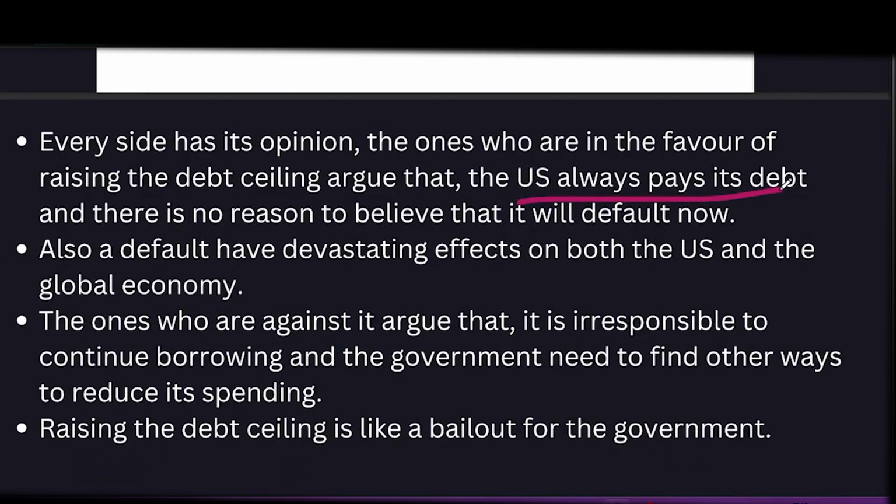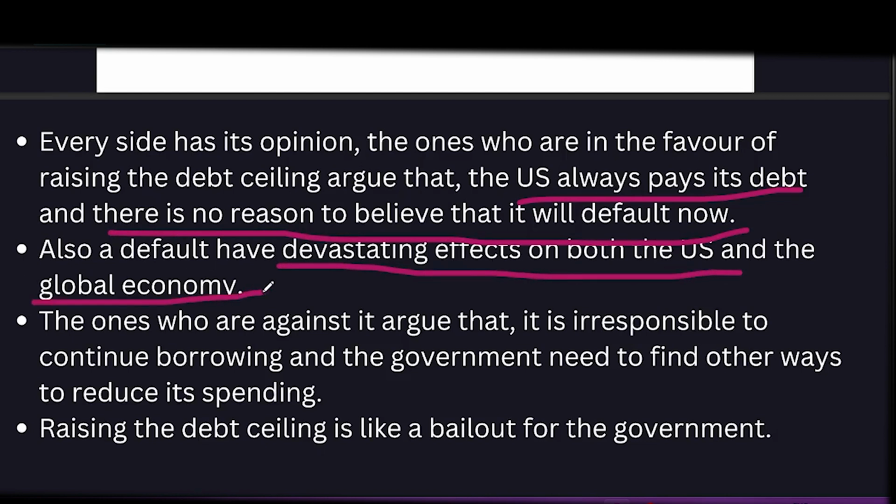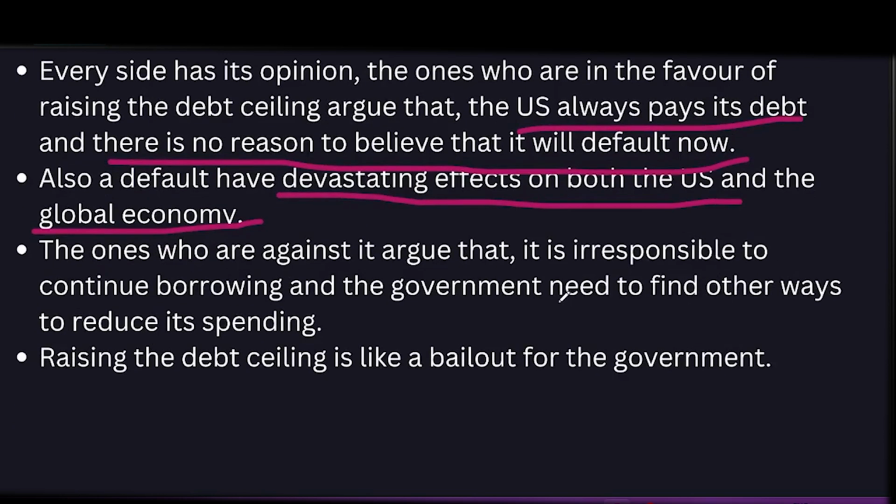The US always pays its debts. That's why the people who are in favor of raising the debt ceiling are saying that the US always pays its debts. There is no reason to believe that it will differ now. Yeah, the US is a stable country and it will always pay its debt. And if the debt ceiling is not raised, it would have devastating effects on both the US and the global economy. So the ones who are arguing are responsible for continuing drawing financial.